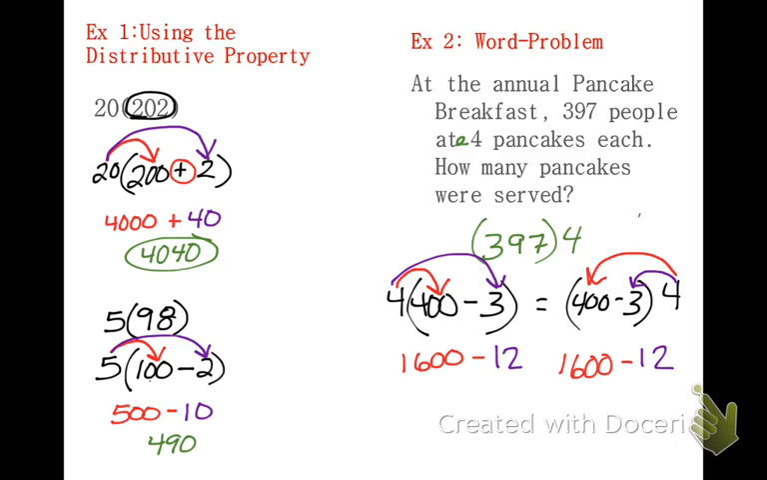Okay, now 1600 minus 12. So first of all, I would do 1600 minus 10, which would be 1590, and then minus 2, which would be 1588. See, it's the same answer either way. So you could do it either way. I don't have a problem with you doing that.